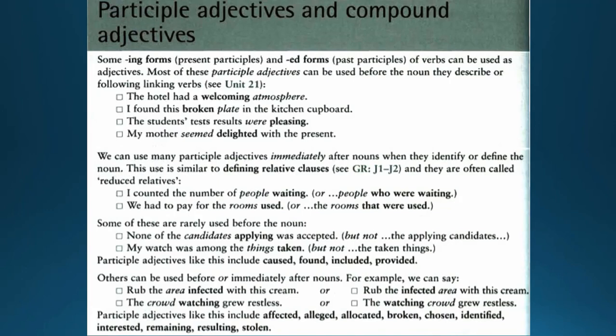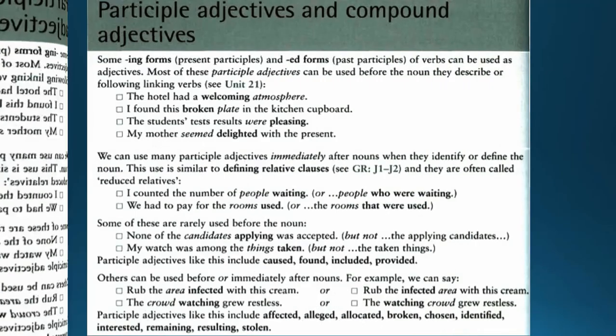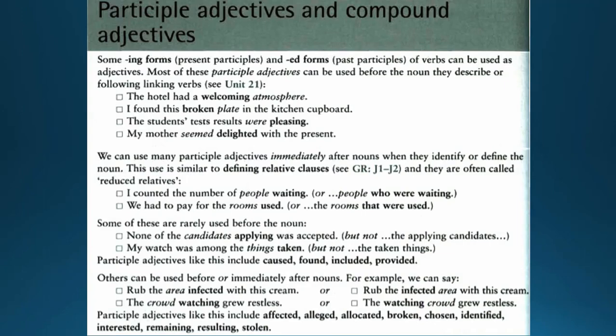We can use many participle adjectives immediately after nouns when they identify or define the noun. This use is similar to defining relative clauses, and they are often called reduced relatives. I counted the number of people waiting, or people who were waiting. We had to pay for the rooms used, or the rooms that were used.